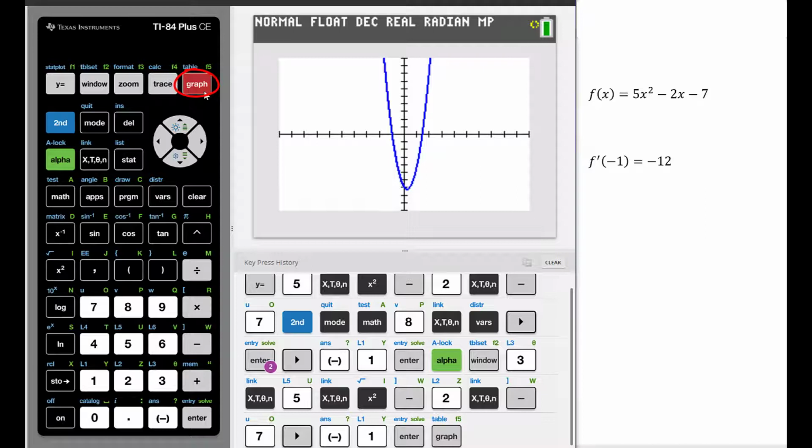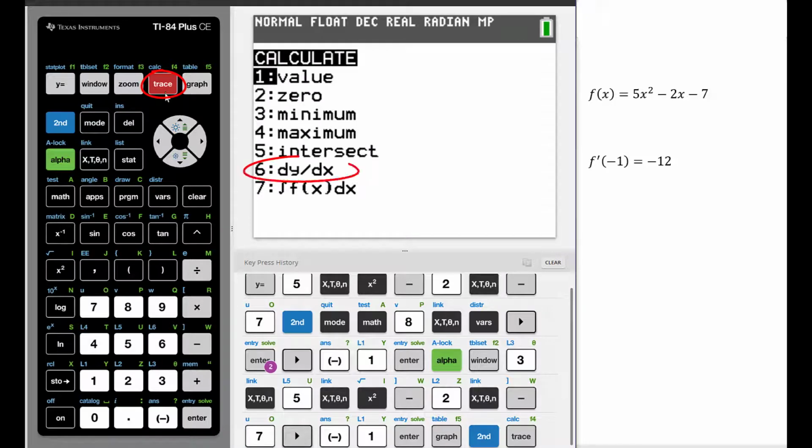So let's go ahead and find the numerical derivative now of this function at x equal to -1. In order to calculate the numerical derivative, we are going to need to press the 2nd button, which is the blue button in the upper left-hand corner of your graphing calculator. And then we're going to be pressing the Trace button. We want the number 6 option that says dy/dx. So we will press number 6.